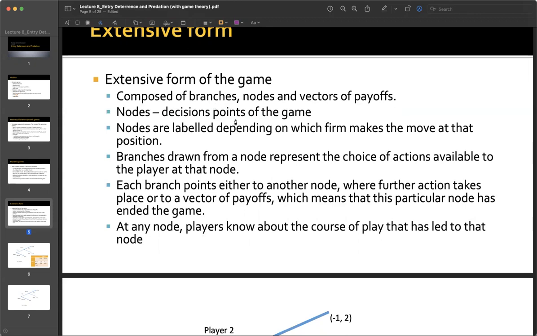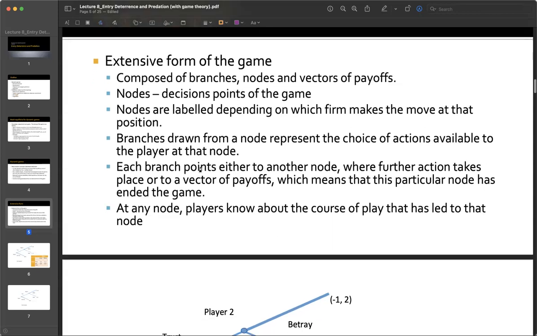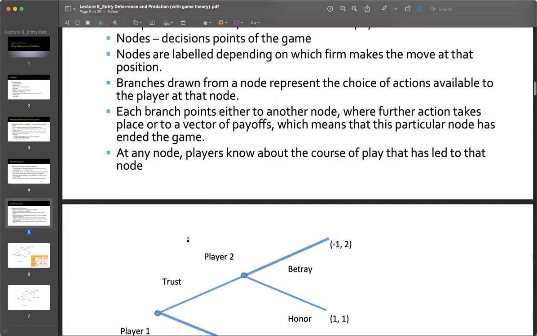So nodes are the decision points of the game, when each company or firm makes a decision, right? Nodes are labeled depending on which firm makes the move at that position. Branches are drawn from a node representing the choice of actions at that node for each player. Each branch points to another node where further action takes place, or to payoffs, which means that this particular node has ended the game because there are payoffs. The game is over. At any node, players know about the course of play that has led to the node. Meaning, if you are at any particular node, I know the sequence of actions that has led us to this particular game.